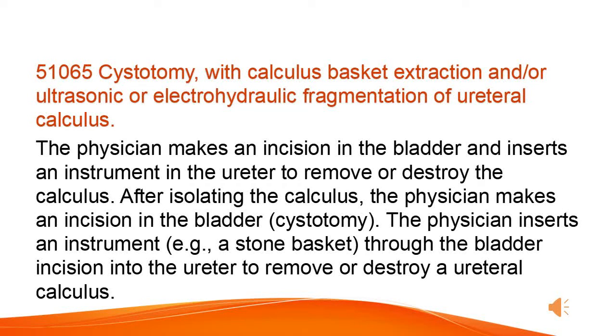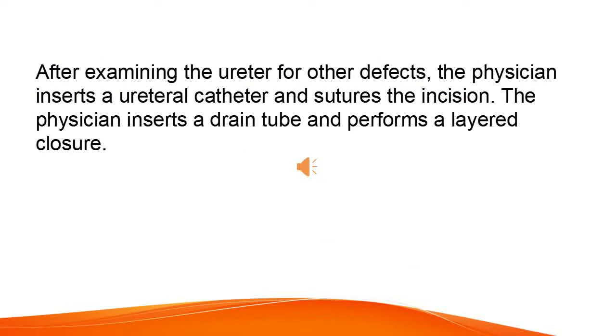The physician inserts an instrument, e.g., a stone basket, through the bladder incision into the ureter to remove or destroy a ureteral calculus. After examining the ureter for other defects, the physician inserts a ureteral catheter and sutures the incision. The physician inserts a drain tube and performs a layered closure.